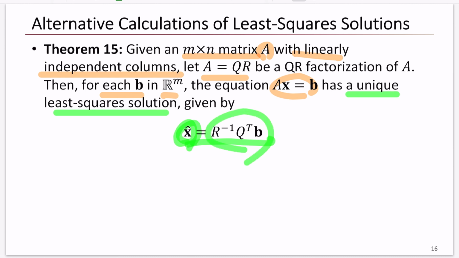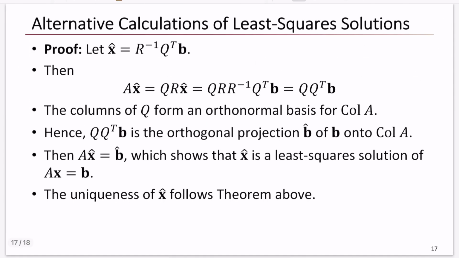This is another way. Proving this one is very simple. For example, x hat is equal to R inverse Q transpose b. Then A x hat can be represented by QR x hat because A is equal to QR, and then x hat can be replaced here. Then it's going to be Q R R inverse Q transpose b, because R R inverse is equal to the identity matrix. It's going to be like this.